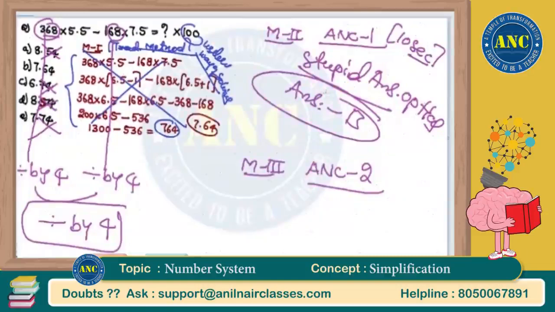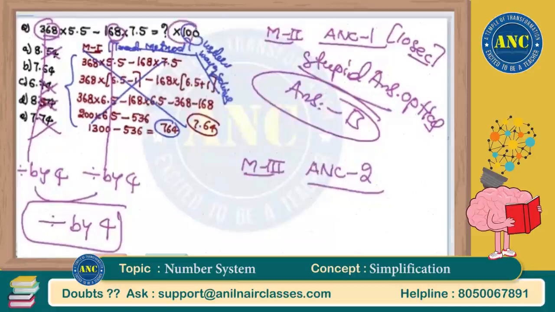A person who just copied this question has not used his mind while keeping the answer options. Why am I doing method 3? What if more than one answer option has the same digital sum? 54 is not divisible by 4. 74 is not divisible by 4. 34 is not divisible by 4. And 74 is not divisible by 4. I hope it is clear, right, sir?